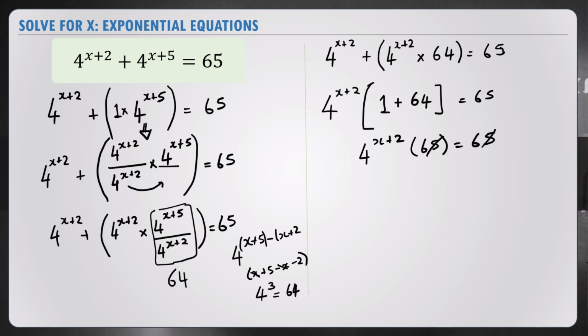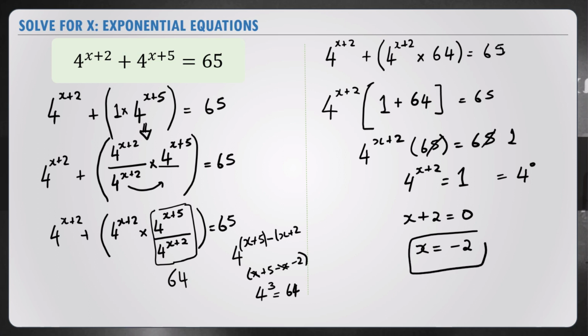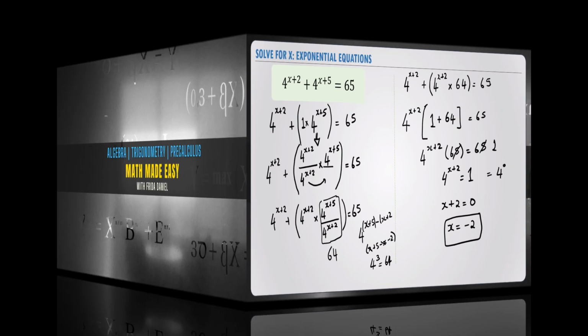So this cancels out and we get a 1 here. So 4 to the power of x plus 2 is now equal to 1 whole. What power of 4 will give me 1 whole? 4 to the power of 0 gives me 1 whole. So now we can say x plus 2 is equal to 0 because 4 to the power of 0 is 1. Then we have our answer, x is equal to negative 2, and that is your solution.